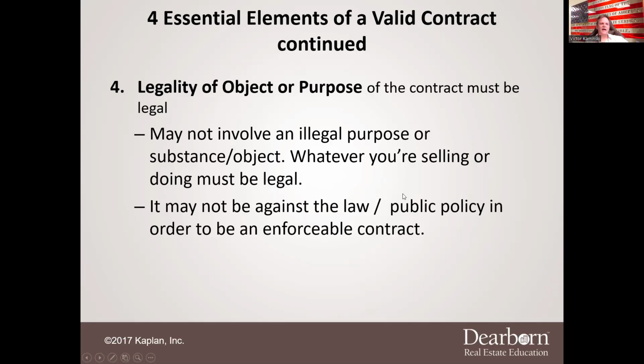You cannot have a legally enforceable valid contract to sell crack, because it's a controlled substance. It's an illegal drug, right? You can't have a legally enforceable contract to kill somebody because murder is illegal. You get the gist of it, right?